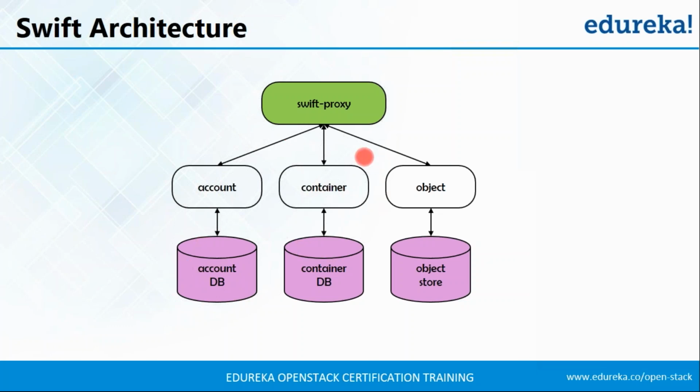Then you can actually define containers to store your different objects, and the container database will store all kinds of metadata related to your files that you are storing in Swift. And like I told you, each of your files, whatever you store in your Swift storage system, will be converted into an object, and this is where you can store all your objects. You can also store different objects in a container. So this is the simple Swift architecture.